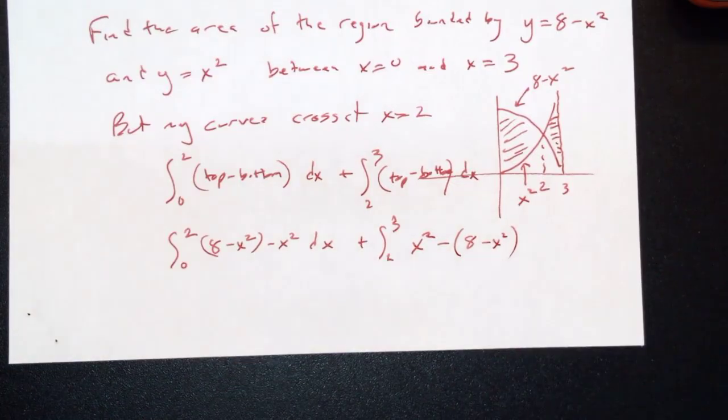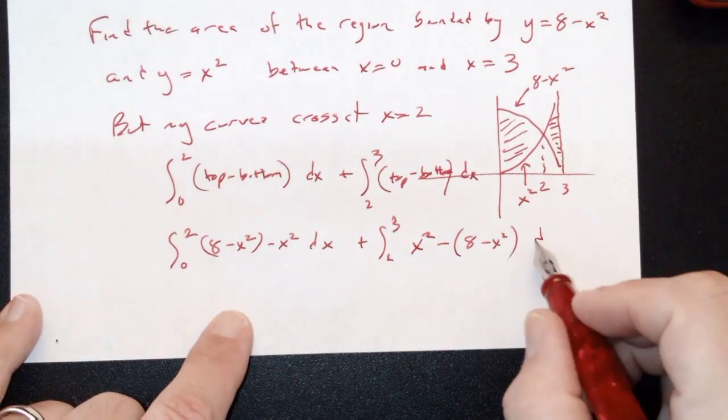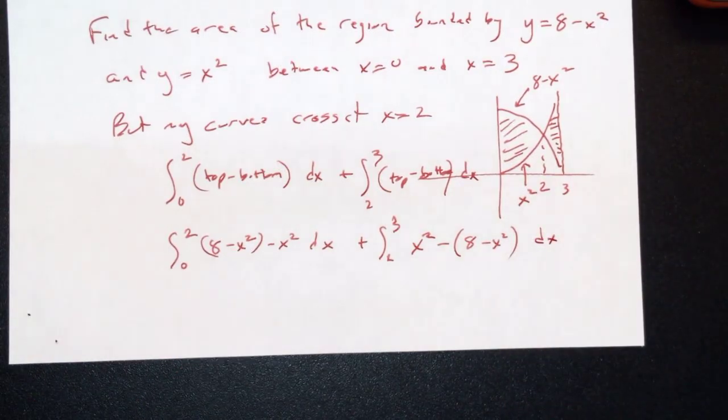I absolutely, absolutely, absolutely need those parentheses. Otherwise, the x squareds cancel, and that's not what I want to do. If you automatically have done the distribution and you write x squared minus 8 plus x squared, that's fine. But you have to take that sign change into account.